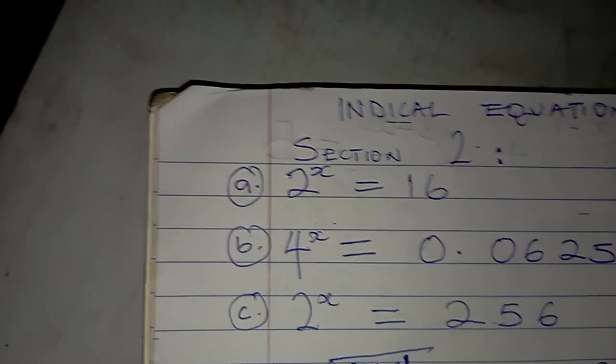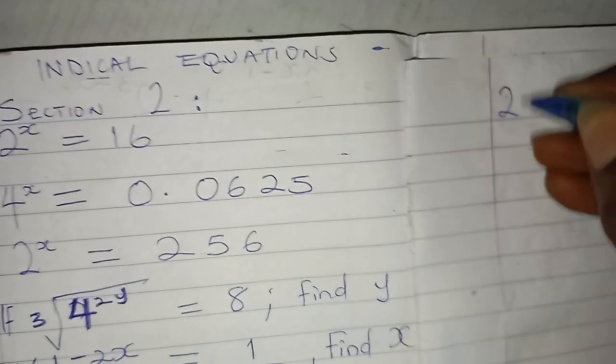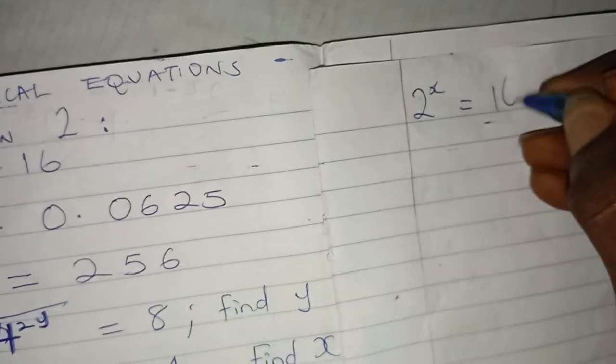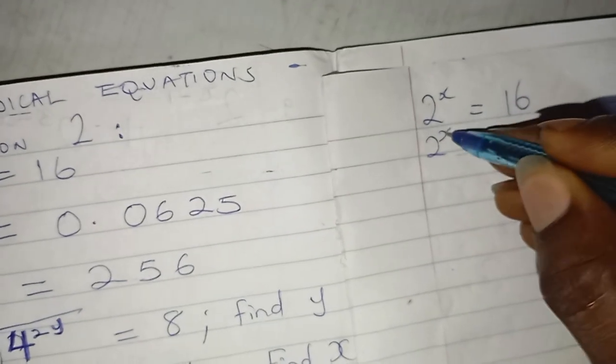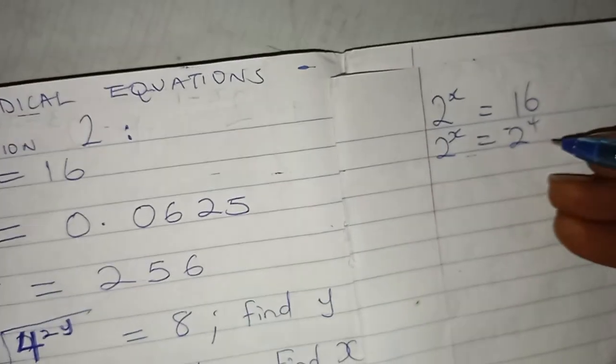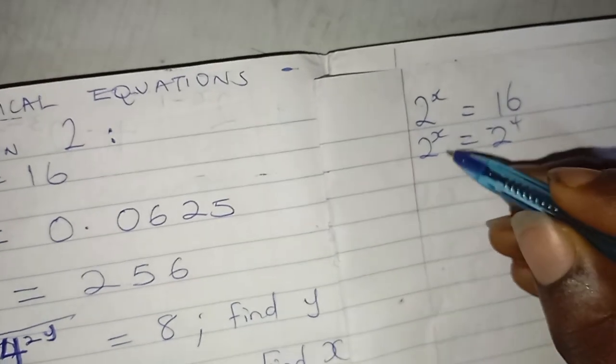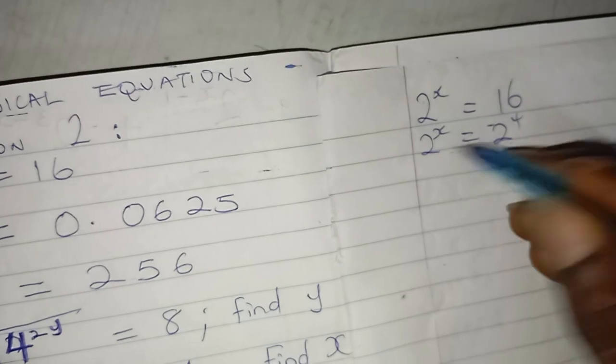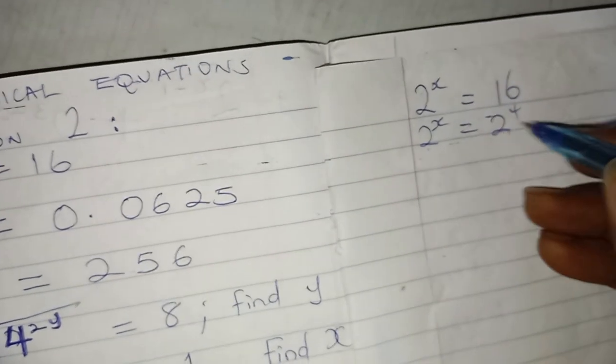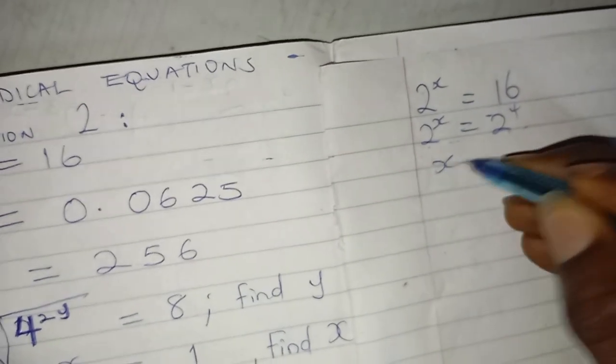So they gave us 2 raised to power x is equals to 16. So let's solve. This is 2 raised to power x is equals to 16. And we know that this is something like saying 2 raised to power 4 is equals to 16. And there's a law, the base law, that says that when the bases are the same, the powers are equal. So x is equals to 4. Very simple. So let's move to B part.